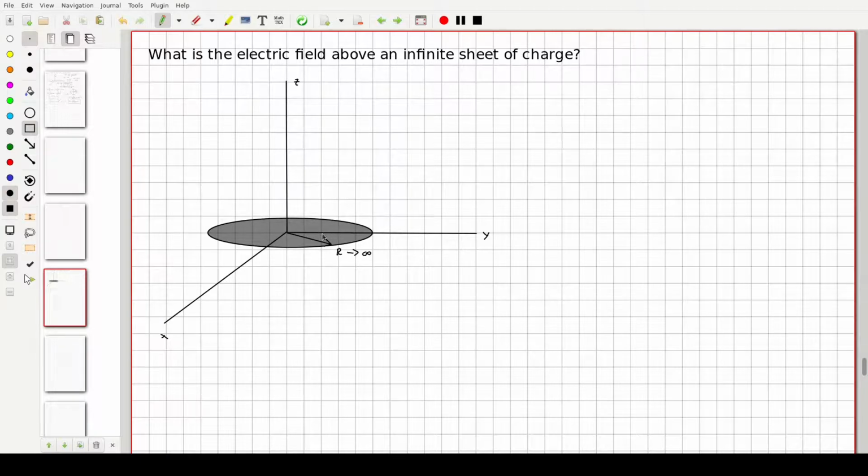Now, I mentioned capacitors earlier as a method for storing electrical energy. And that's what makes this such a useful problem to look at.